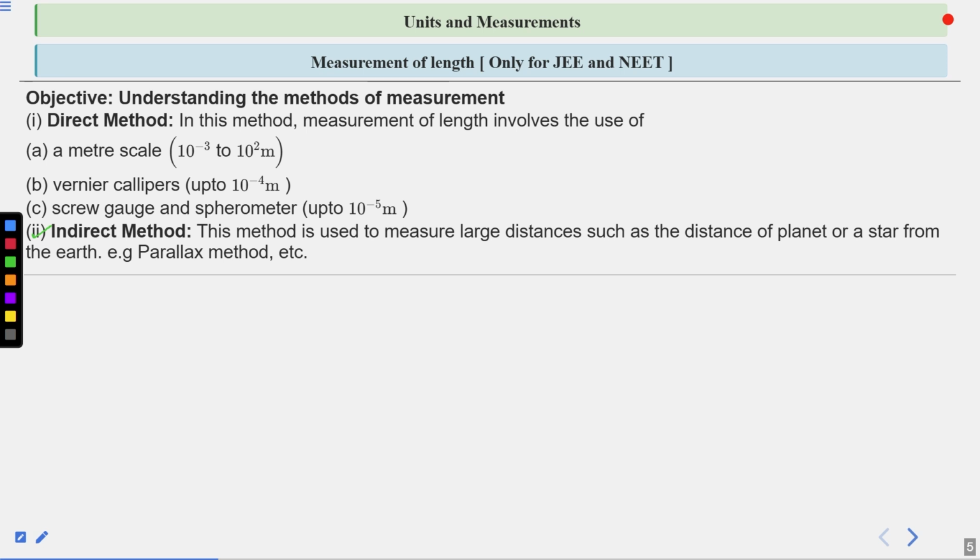Second method is the indirect method. This method is used to measure large distances such as the distance of a planet or a star. So using the indirect method, we can calculate the distance of a planet or star from the earth. For example, the parallax method and so on.